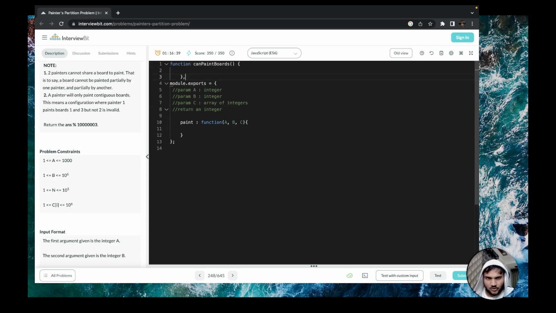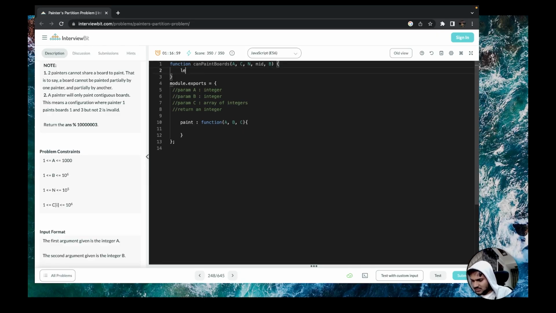If you don't understand module.exports and everything, don't worry. Later when you learn Node, you will understand it. This can paint board is going to take A, the array C, length of the array, mid, and B. Okay, cool.